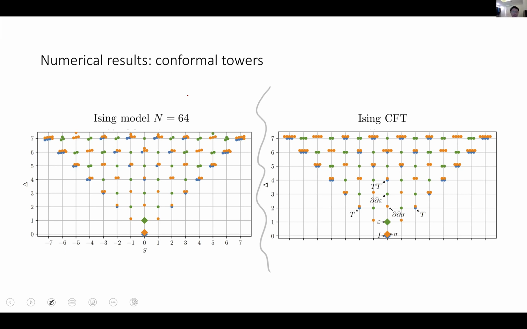Okay, let me repeat that: the colors on the right-hand side indicate the numerically identified conformal towers, which are obtained by using the lattice Virasoro generators. And of course, the lattice Virasoro generators also have finite-size effects, so you won't see that the left-hand side equals the right-hand side.